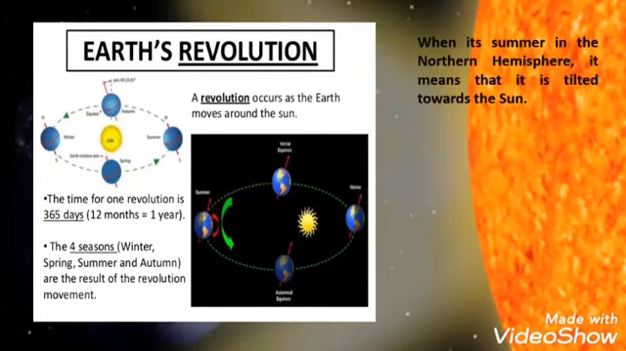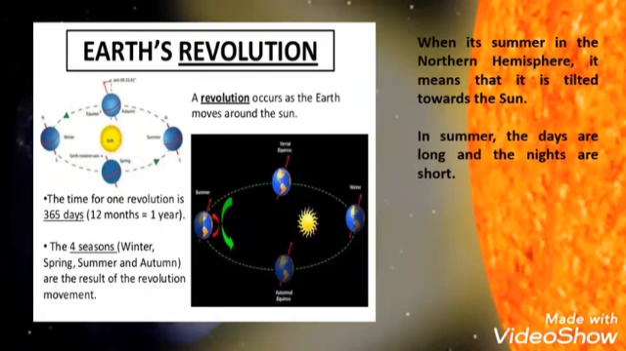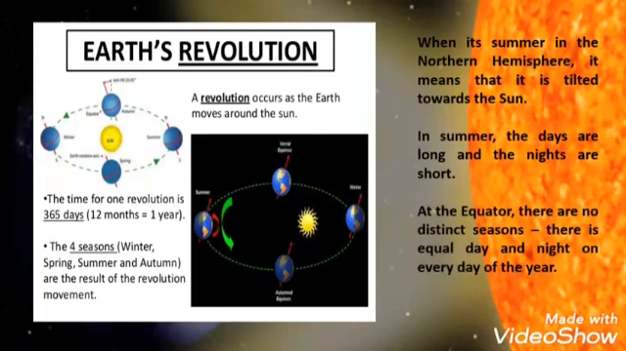When it's summer in the northern hemisphere, it means that it is tilted towards the Sun. In summer, the days are long and the nights are short. At the equator, there are no distinct seasons. There is equal day and night on every day of the year.